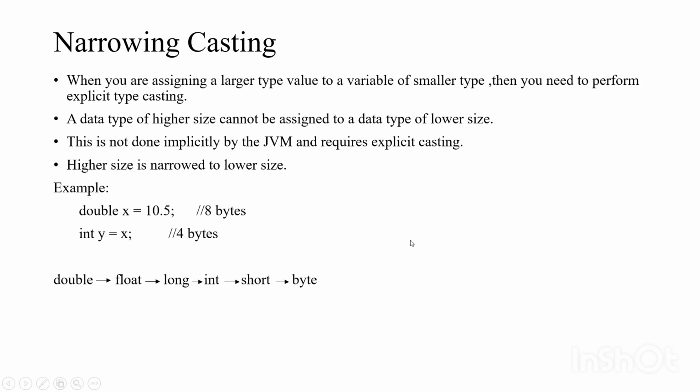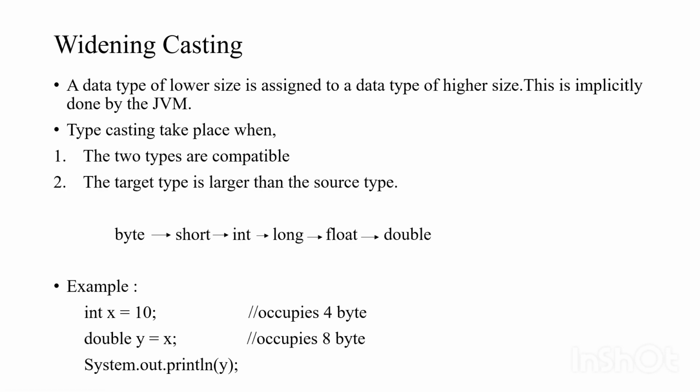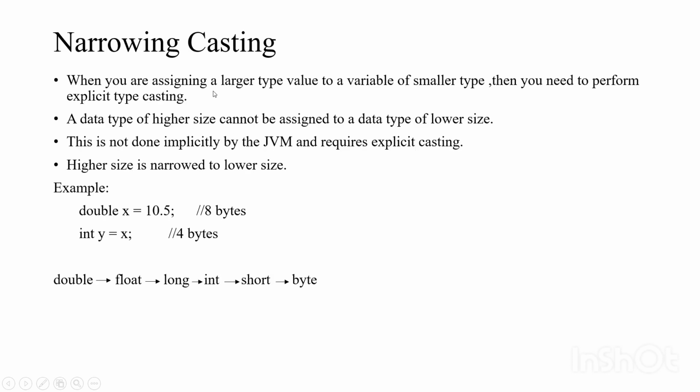So next we will see narrowing casting. In widening casting, as we saw, the lower size is assigned to the higher size. But in narrowing casting, the higher size is assigned to the lower size. It means both are vice versa.